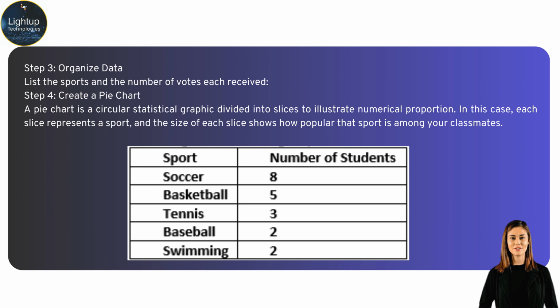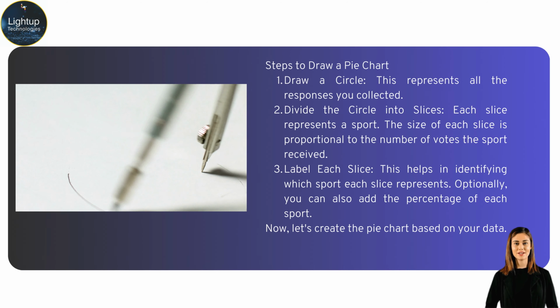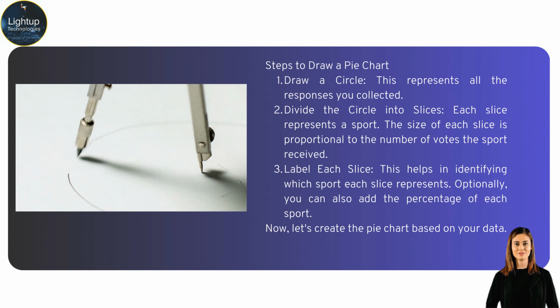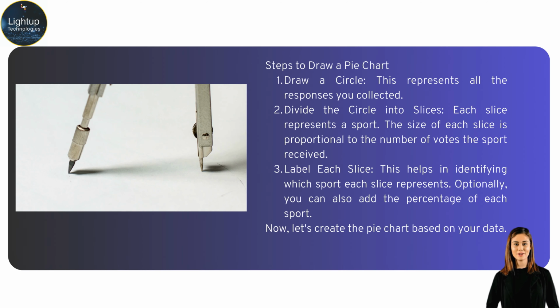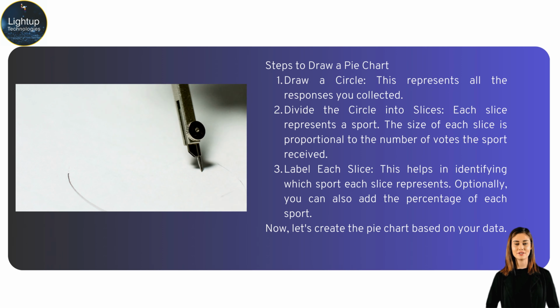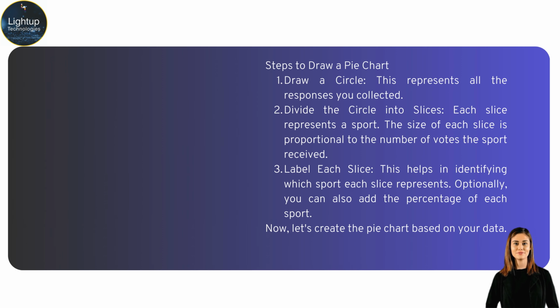A pie chart is a circular statistical graphic divided into slices to illustrate numerical proportion. In this case, each slice represents a sport, and the size of each slice shows how popular that sport is among your classmates. Steps to draw a pie chart. Draw a circle. This represents all the responses you collected.